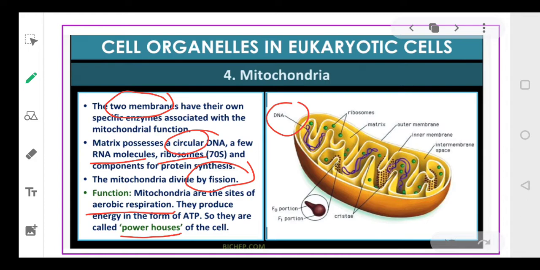Those 36 ATPs will be stored inside the mitochondria, and whenever the cell needs ATP or requires energy for doing various biochemical activities, the mitochondria will supply the energy. So mitochondria supply the energy needed by the cell for its various functions, and that is the reason it is called the powerhouse of the cell.